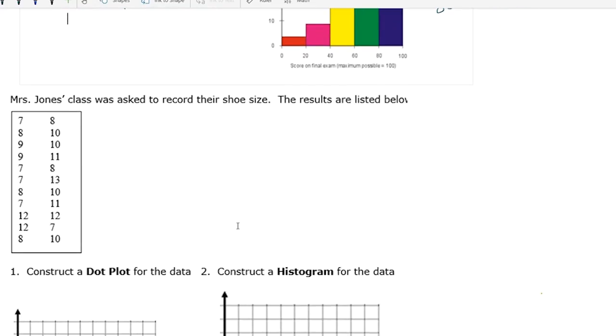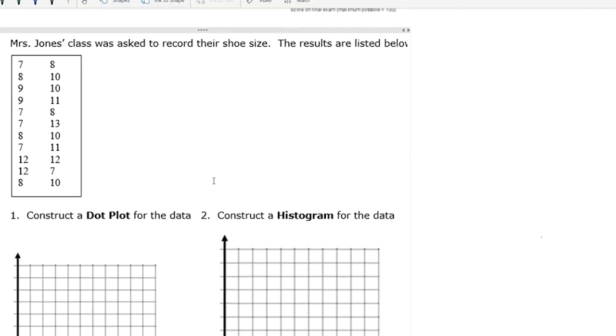All right, so let's take a look at actually doing one. So we have Mrs. Jones's class, who were asked to record their shoe size, and we're going to look at the results. We're going to create a dot plot and a histogram. Let's start with the dot plot. Let's find our min and our max, so we know about what shoe sizes we go up to. So it looks like the minimum is 7 and the maximum is 12.